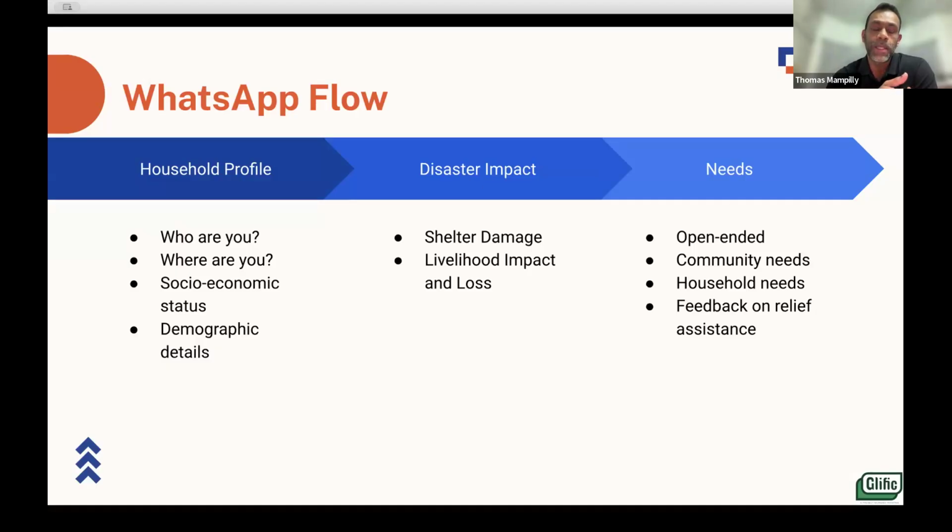And then finally, on the impact side, can we look at just shelter and livelihood impact right now and then address granular concerns on a second round? Finally, to listen to the needs of the community, we ask a couple of open-ended questions that can be either through text response or through audio, what the household needs and what the feedback is on the support that they've received so far.